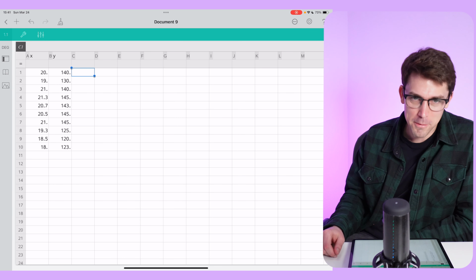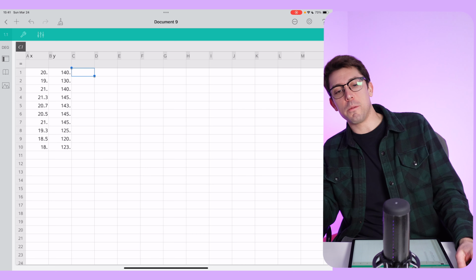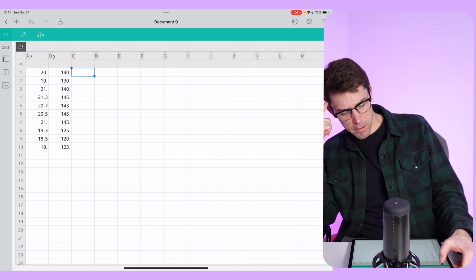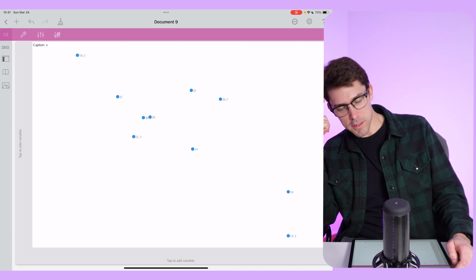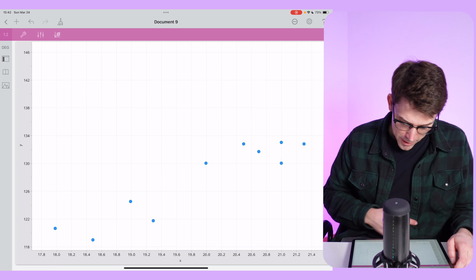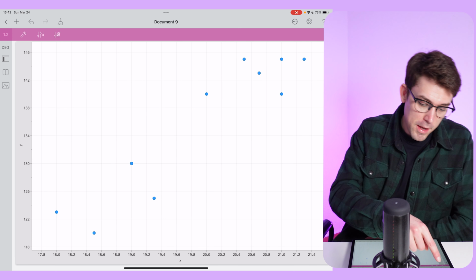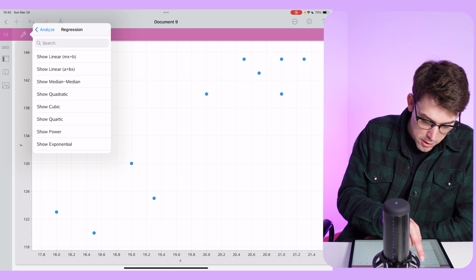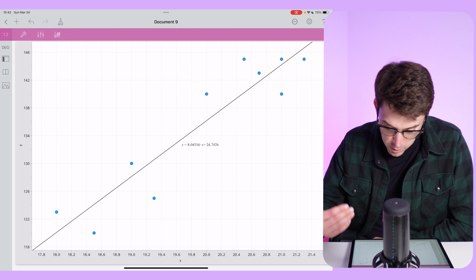So look, we wanted to plot the scatter plot and then the regression equation. We already know how to do this. I hope. I really hope by this point. Data and statistics, X, Y. There we go. And then we're going to go menu, analyze, regression, show mx plus b. There's our linear regression equation.